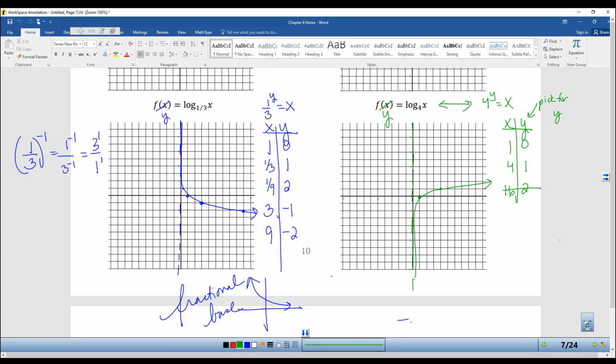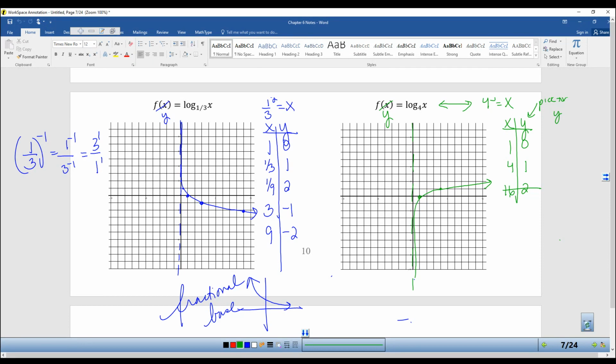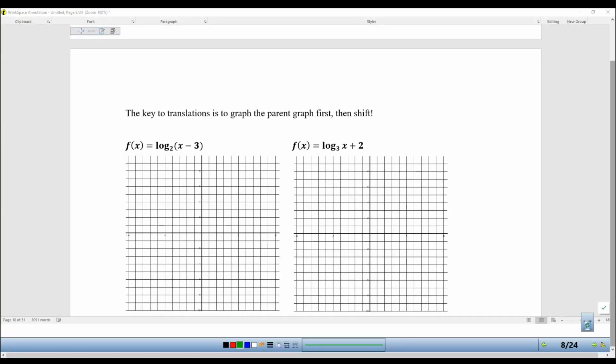All right, we are just going to briefly touch on translation, although this will be the heart of the next lesson. But I want to say it today and next class, which is graph the parent graph first and then shift. In other words, I cannot stress this enough. Start with y is equal to log base 2 of x. Just don't even try and shift it, okay? You need to start with this graph first.